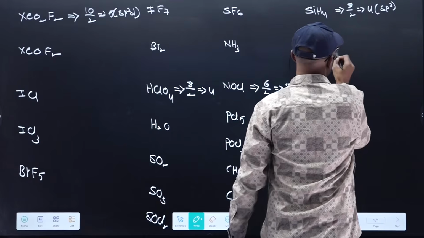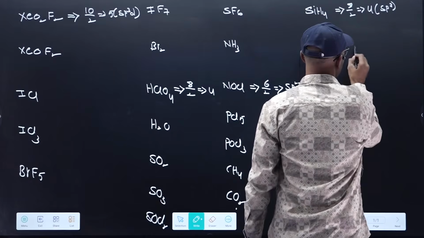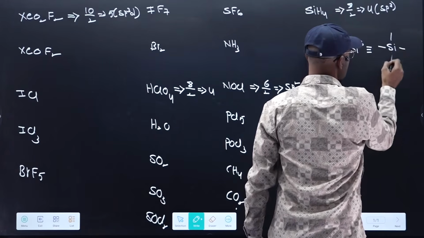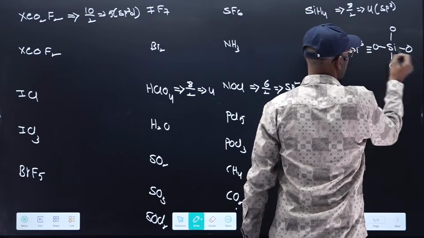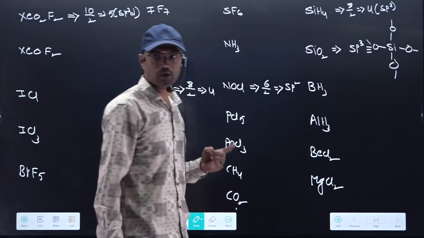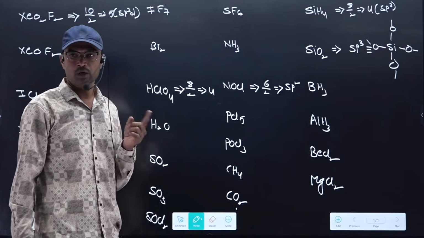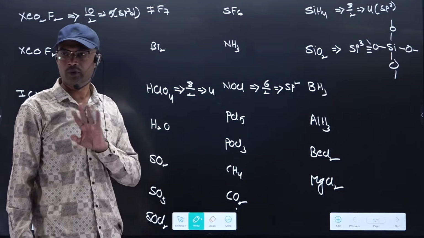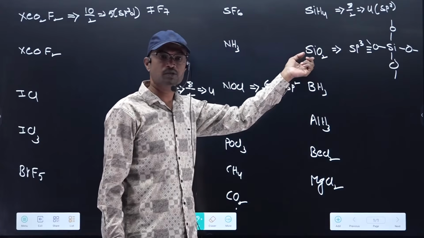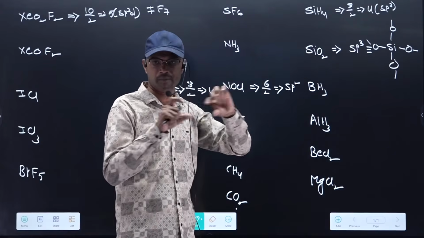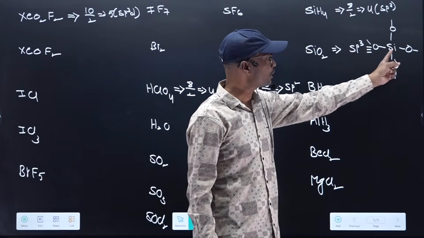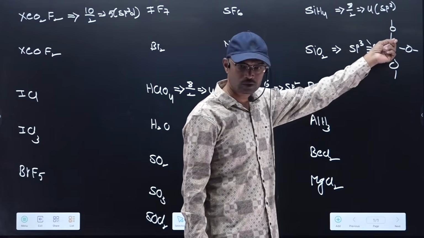Hybridization is sp3. Here silicon, remember, it is sp3 because it exists as a sheet structure. It is the real structure of silicon dioxide. Don't apply 4 by 2, 2, sp. Don't write sp. Hybridization is sp3. Silicon dioxide never exists in monomeric form. Always in a polymer, a sheet type of structure. Every silicon gets surrounded by 4 oxygens.